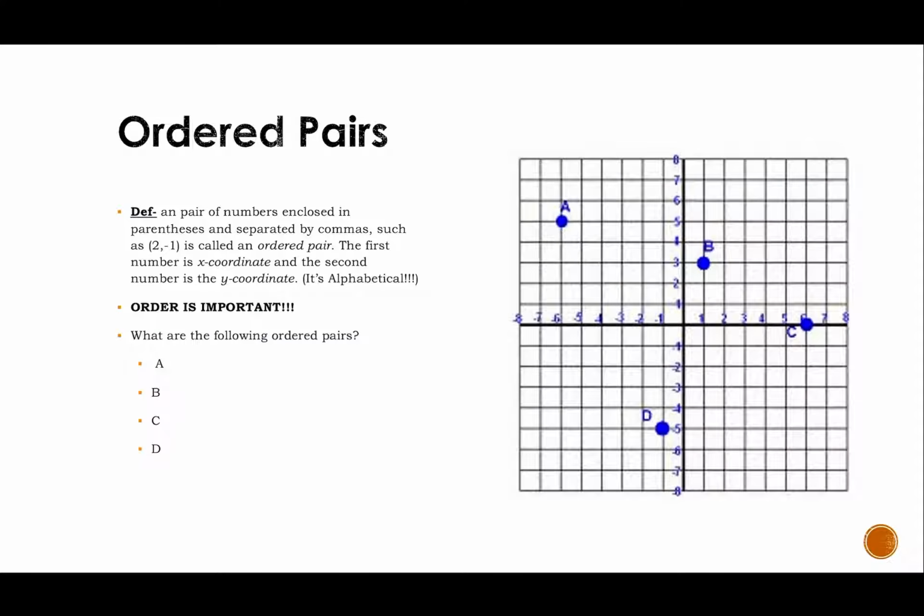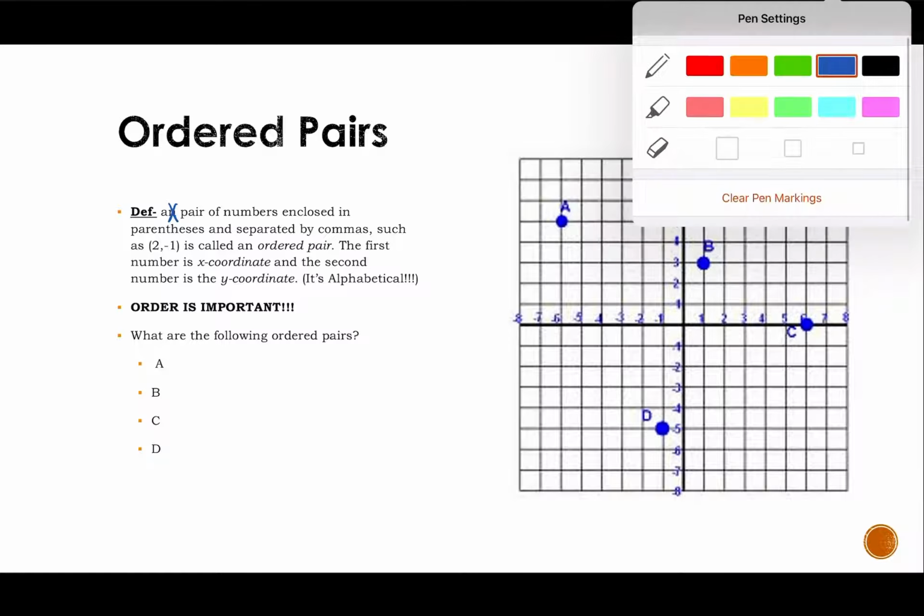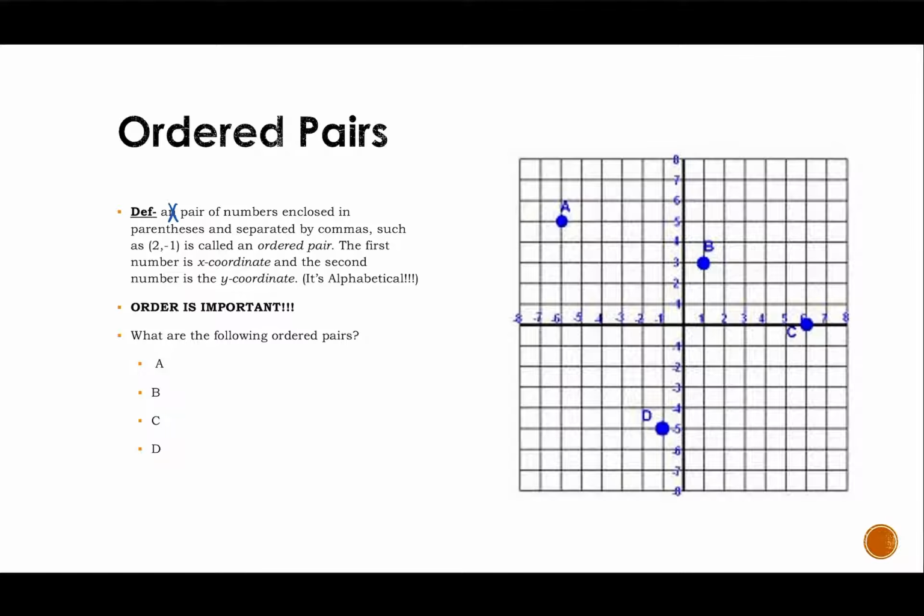A pair of numbers enclosed in parentheses and separated by a comma, such as 2, -1, is called an ordered pair because the order matters. The first number is our x-coordinate and the second number is our y-coordinate. So it is alphabetical. Let me switch to a brighter color for us to see, and let's identify the following ordered pairs, knowing that the order is important.